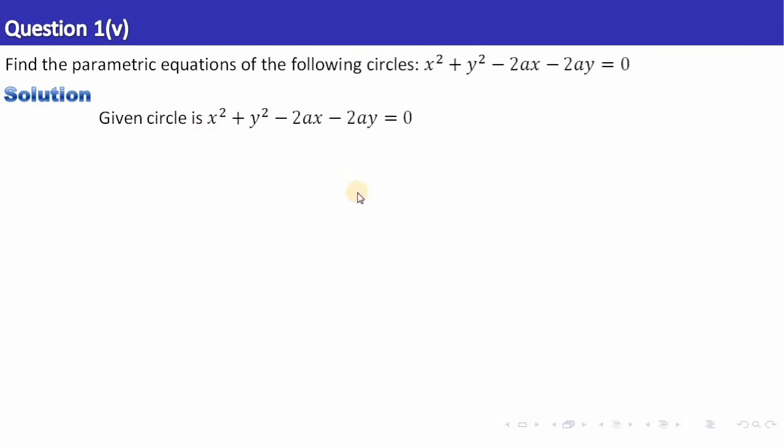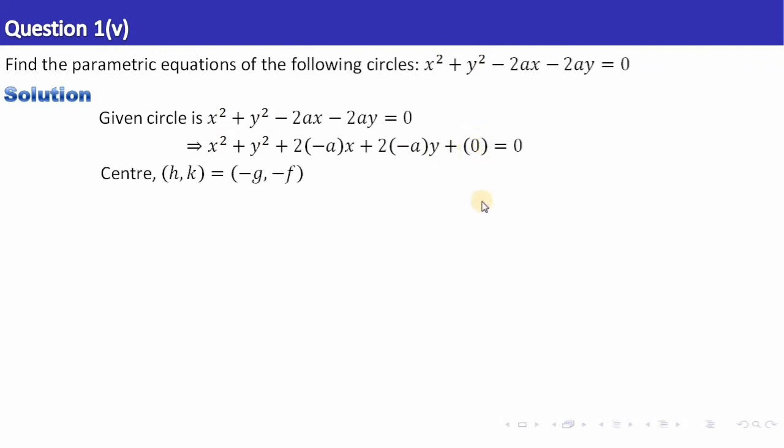So the given circle is this one, and if I convert this into general form, then we have x square plus y square plus 2gx plus 2fy plus c equals to 0, where g is minus a and f is minus a and c is also 0 in this case. Okay, so we have h comma k, that is center, given by minus g comma minus f. So minus g, and how much is g? g is minus a. So minus of minus a is a.